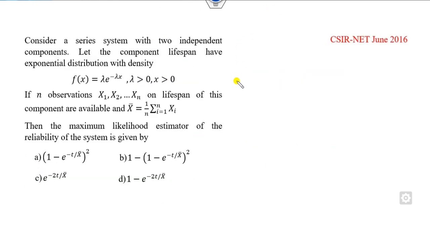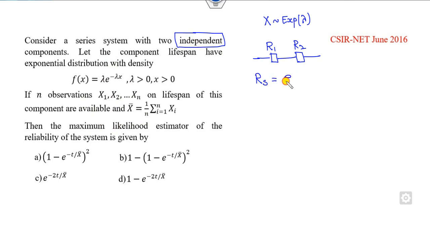Look at this another one. Consider a series system with two components. There are two components written in series and their reliabilities are R1 and R2. They are talking about independent components. The component lifespans follow an exponential distribution with the parameter lambda. If the xi's are given, then find the MLE of the reliability. So what is the reliability of the series system? They are independent, and you can see each component has a parameter lambda. So for the series system you can find this as here. It is not in the form of t, it is in the form of x.